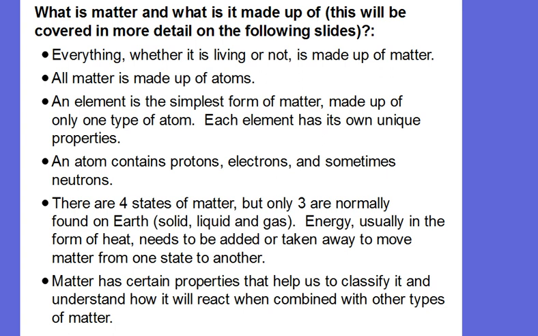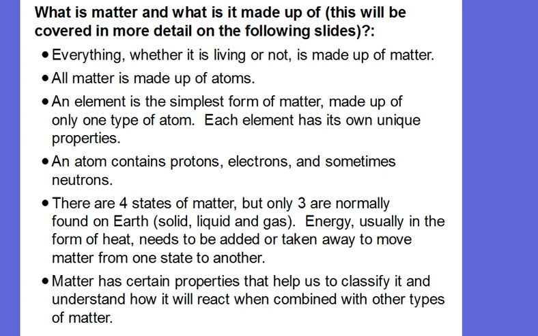And an element is the simplest, most basic form or type of matter, and it's made up of only one type of atom. And each element has its own unique properties. So anything that's on the periodic table of the elements is an element, okay? So an atom contains protons, electrons, and sometimes neutrons, most of the time neutrons, and you'll learn more about that in later grades. There are 4 states of matter, but only 3 are normally found on Earth: solid, liquid, and gas. And those are the ones we talk about mostly.